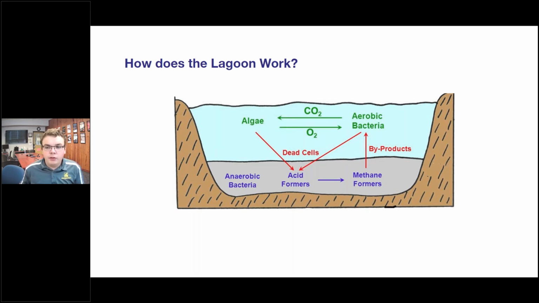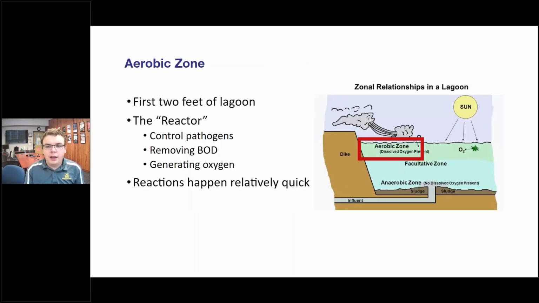So in an unmixed lagoon system, you typically get 3 layers. The first layer is your aerobic layer, where it's usually about the first 2 feet of the lagoon system, and that's kind of your main reactor for the lagoon. It's where you have a lot of pathogen control reactions. There's a lot of oxygen demand in this layer, and in the form of algae, there's a lot of oxygen generation. At this layer, reactions are happening relatively quickly. There's a lot of oxygen present, a lot of algae, bacteria, everything's here reacting very quickly.